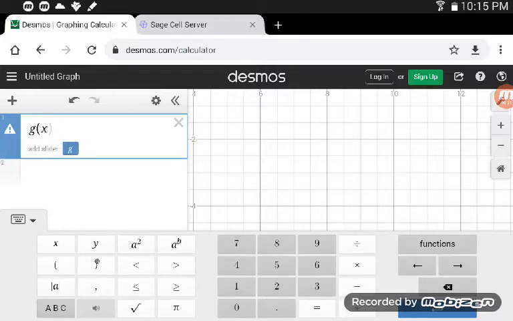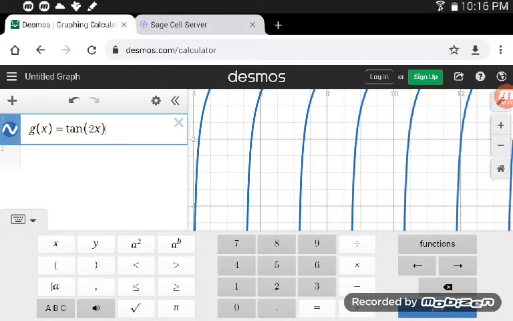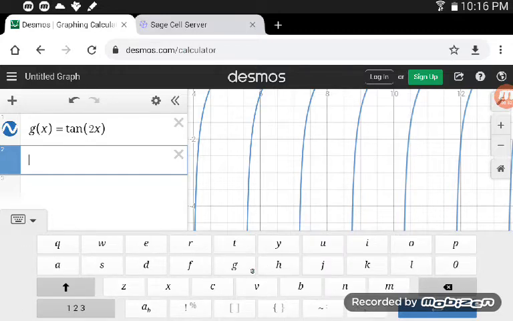g of x is equal to tangent of 2x. Again, it is best if you use x, not t. We'll get confused that way. So then, all we have to do is go with g double prime. And so here's g.